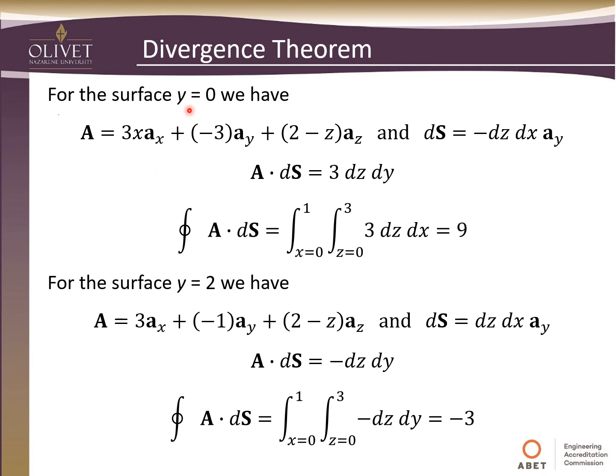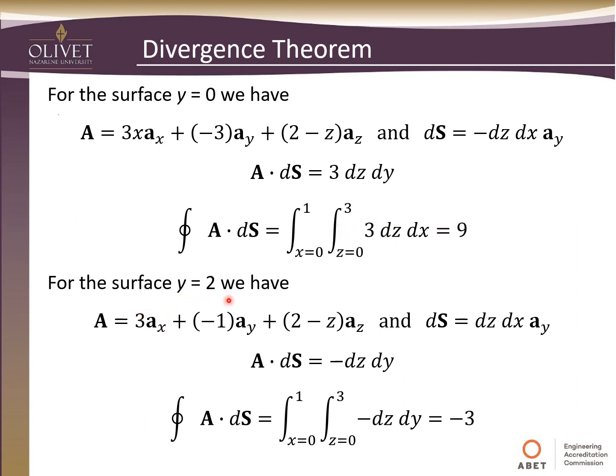Looking at the y surfaces for y equals 0, again plugging that back into the original equation, you can see we still do have non-zero components in all directions. Our differential surface, since we're talking about y, is going to be in dx and dz in the y direction. We take this dot product, and it's only going to be the y since we're dotting. So again we're left with 3. This time we integrate over the span for x and z, which is 1 and 3. Integrate that out and we get 9.